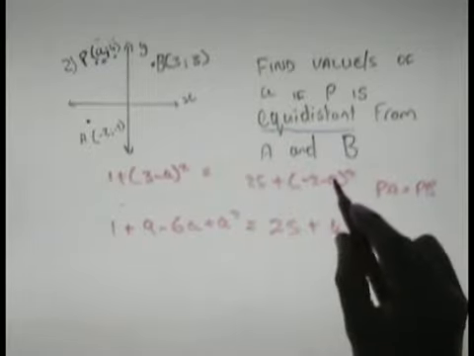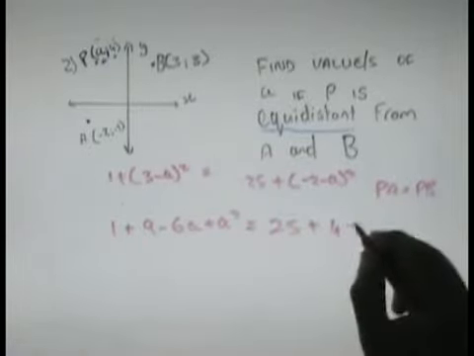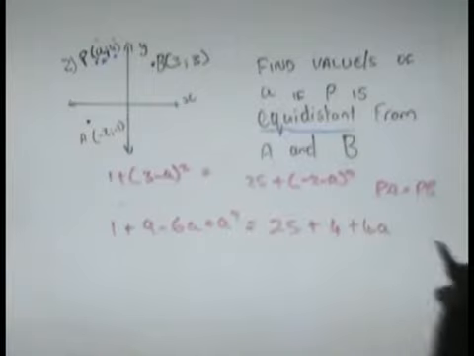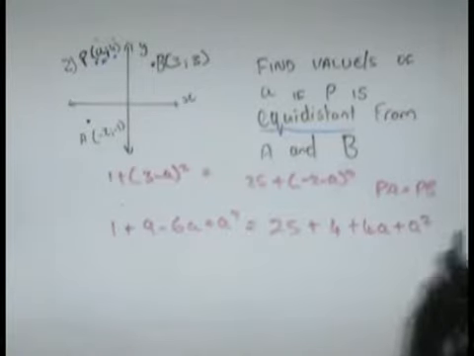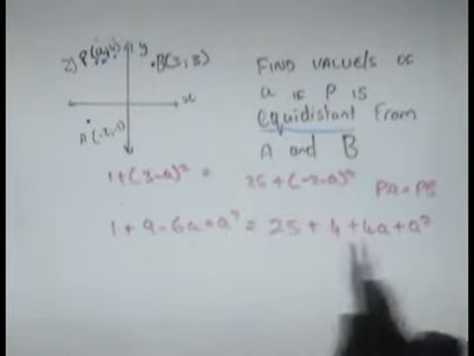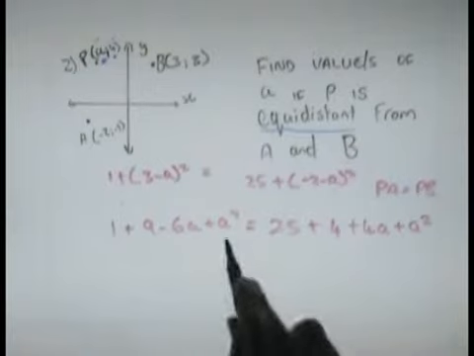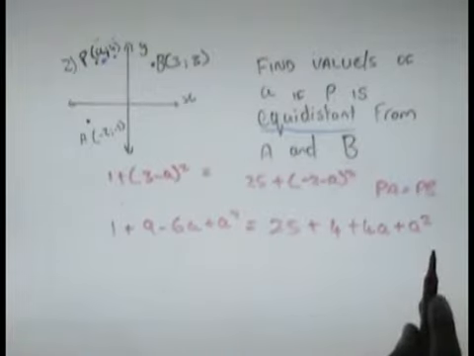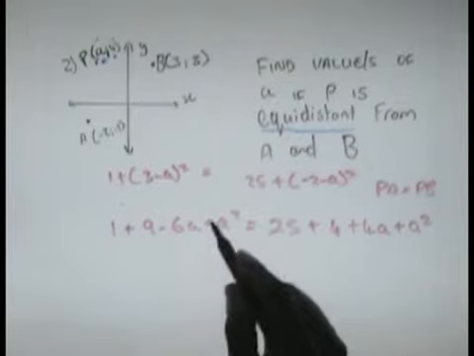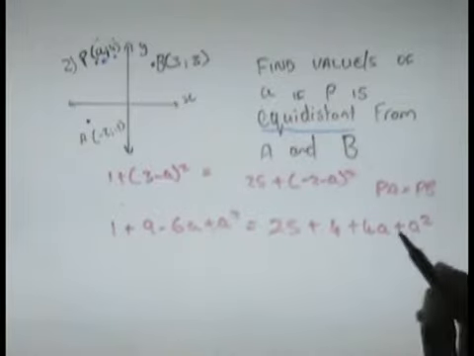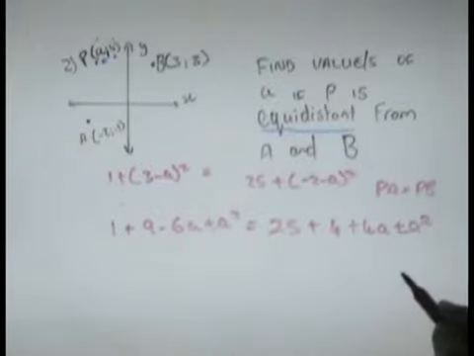Plus 4, plus 4a, plus a squared. That's minus 2 minus a squared. Because I've got a squareds, actually I don't need to take it all across to one side. Plus a squared on this side cancels with the plus a squared on that side.